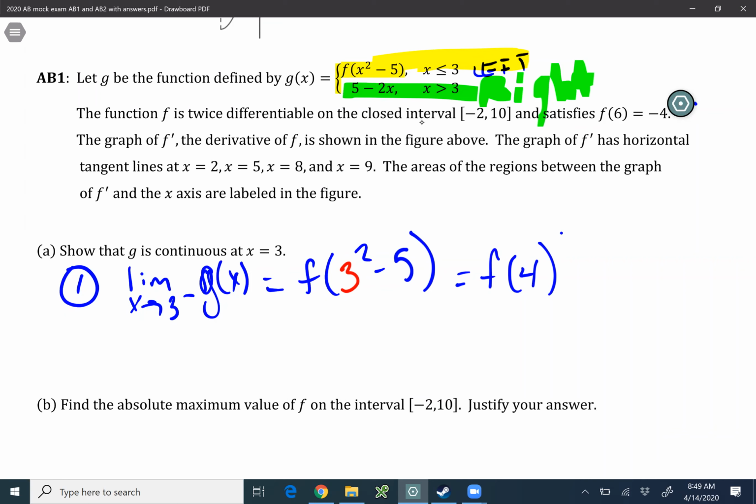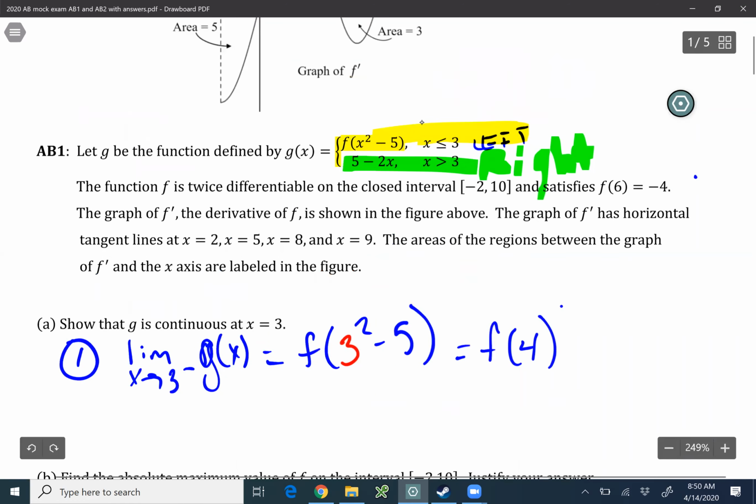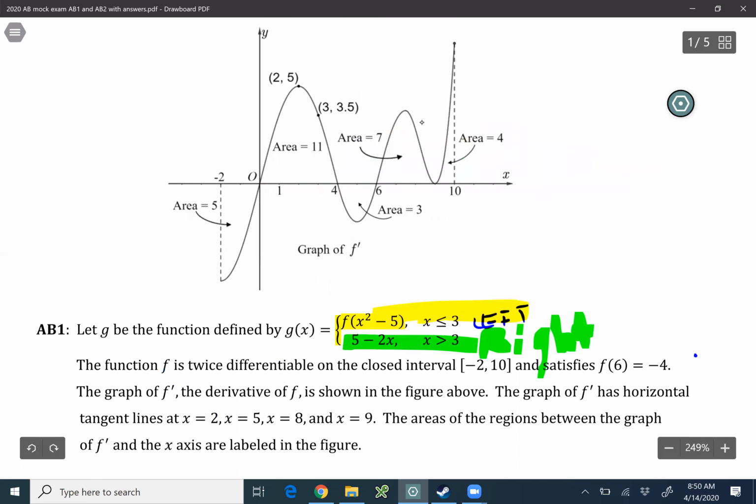And this is what made this question a lot harder, because generally the AP hasn't really asked something like that before, where you have to do the limits test, or continuity, and then in addition you have to apply FTC. The reason we have to apply FTC is that f of 4 is not given. This is f prime. We don't have an answer for f.